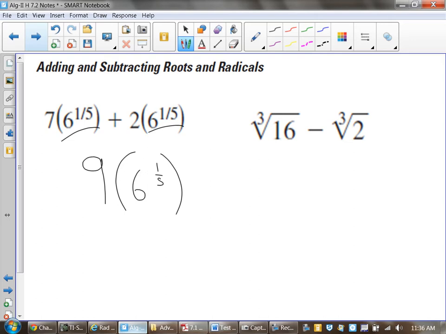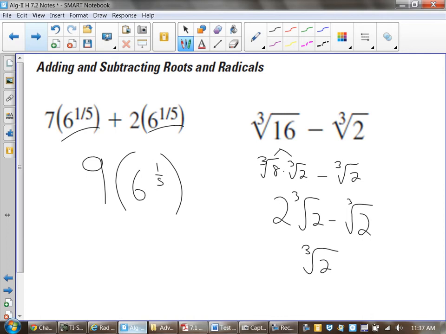But in the other one, I have to do a little bit of work before I can combine those. Is there a perfect cube root hiding in 16? What is it? 8, right? So that's the same as the cube root of 8 times the cube root of 2 minus the cube root of 2. What's the cube root of 8? What's the number in front of the radical that you don't see? What's 2 minus 1? There's your answer. You have to simplify before you add or subtract.